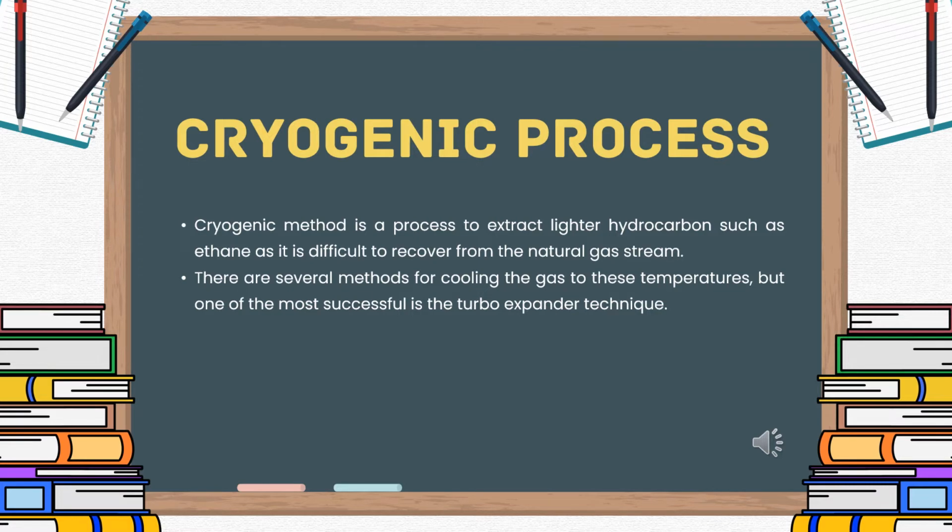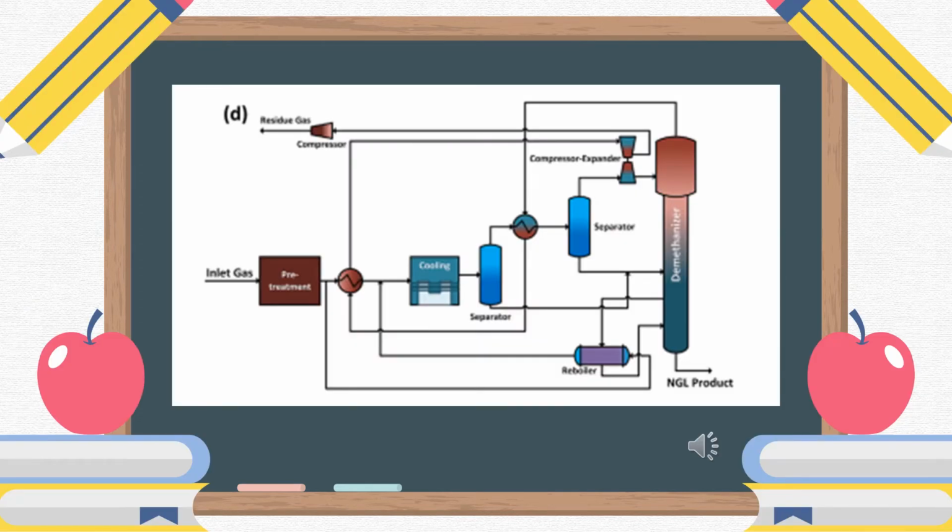The second technique is the cryogenic process. The cryogenic method is a process to extract lighter hydrocarbons such as ethane, as it is difficult to recover from the natural gas stream. There are several methods for cooling the gas to this temperature, but one of the most successful is the turbo expander technique.